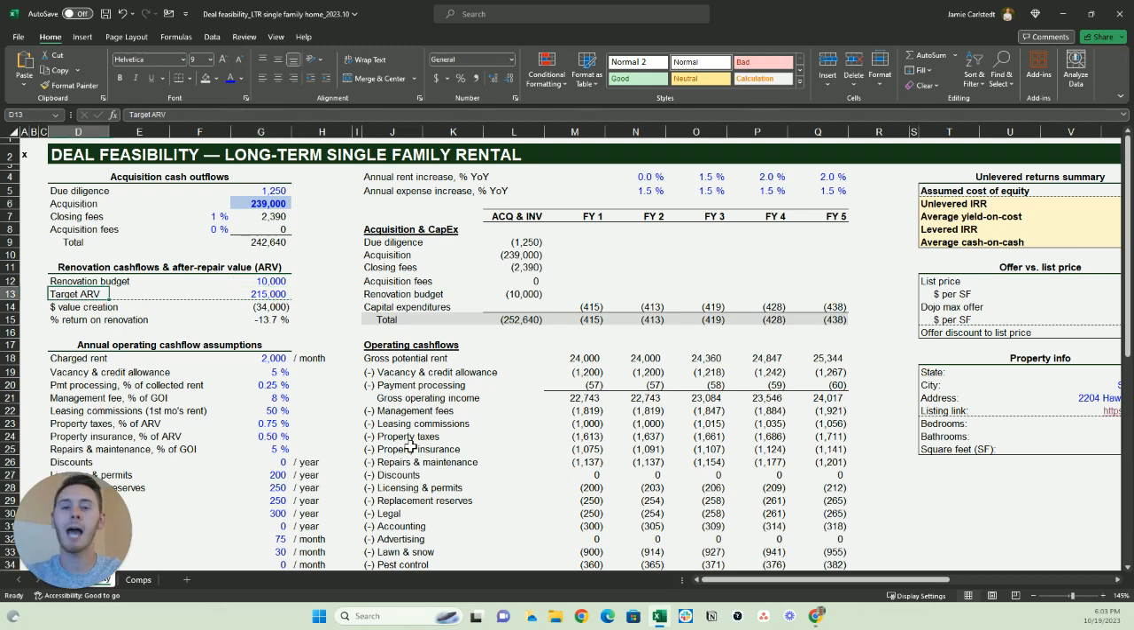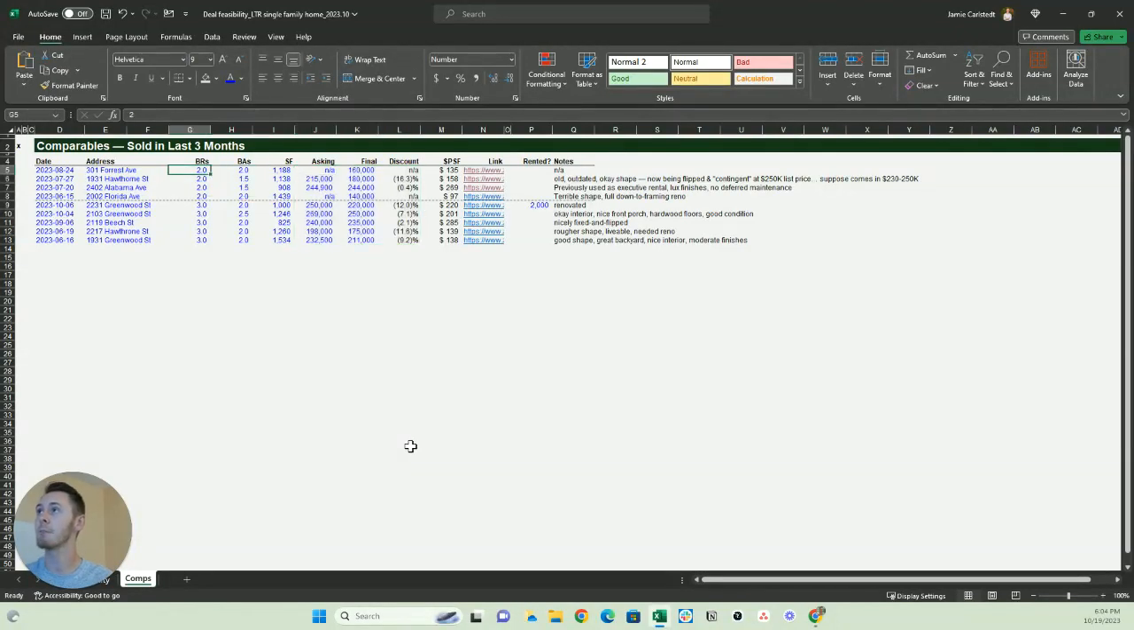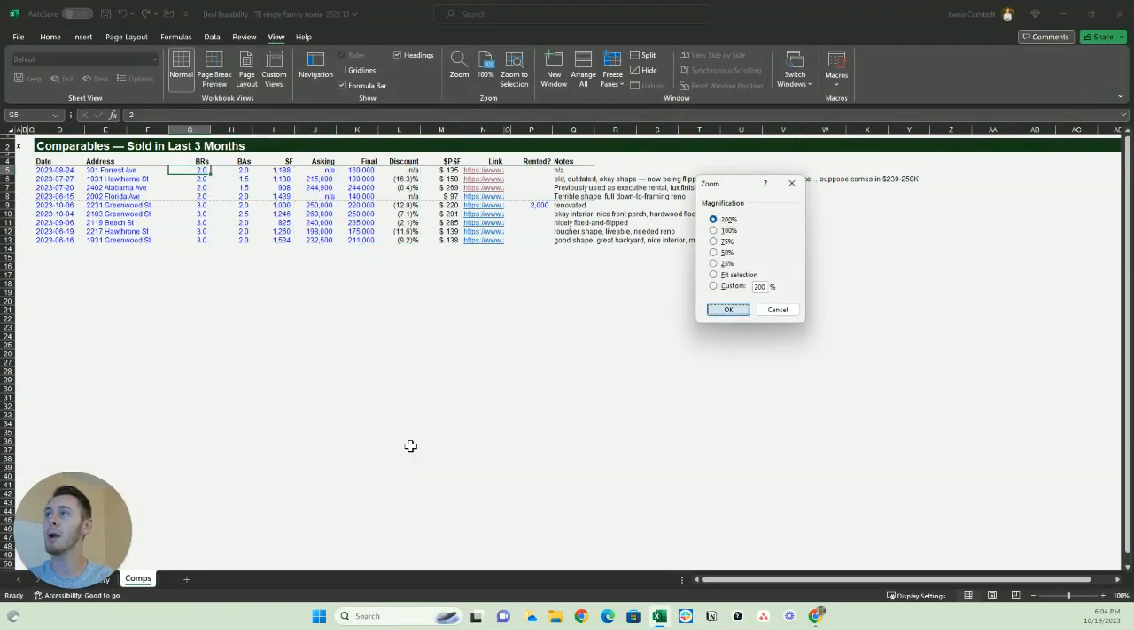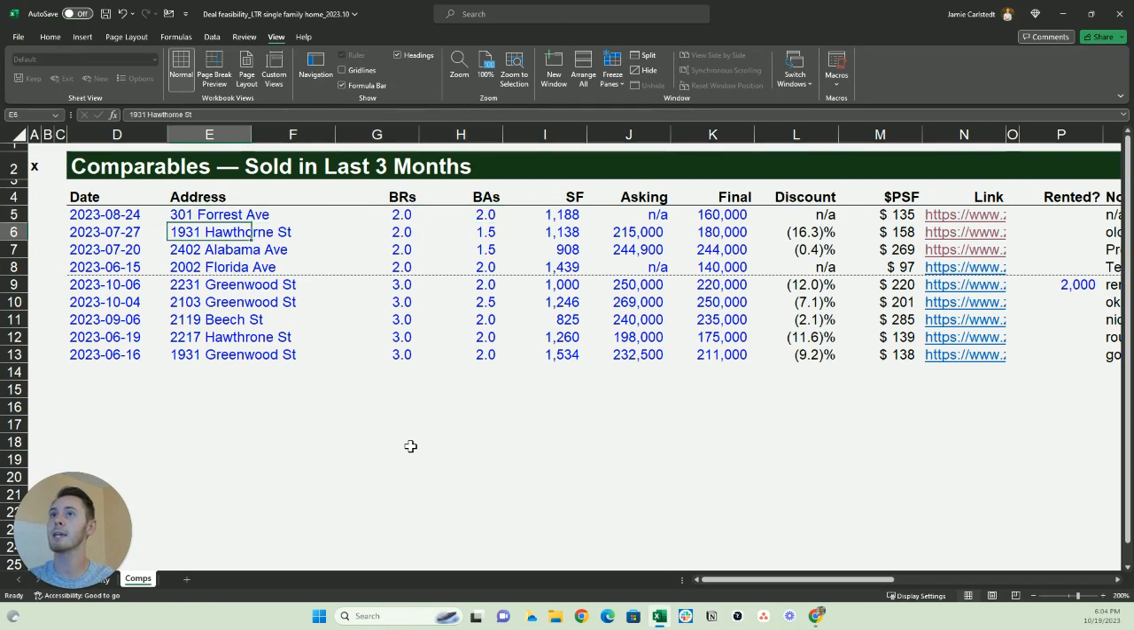Targeted ARV. So ARV is the after repair value. After you put in the renovation money, usually there's going to be a lift over and above the amount that you invested in the property. At least that's the hope, right? So where this ARV value comes from is your comps. If you're looking at these comparable properties, you see that 2402 Alabama was a 1.5 bath, and that one sold for $244,000. And then we can see here, 2103 Greenwood was a 2.5, 1246. It sold for $250. This one sold for $235.